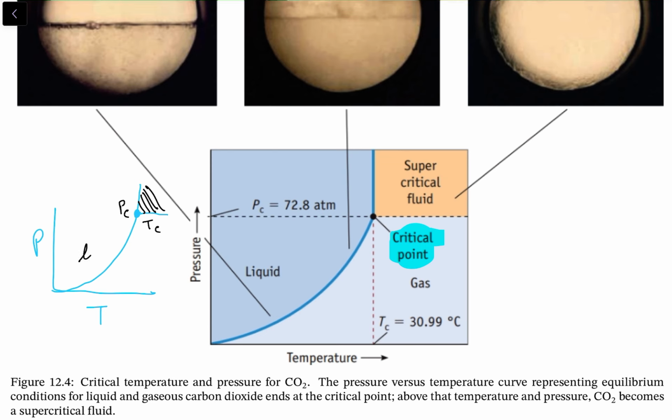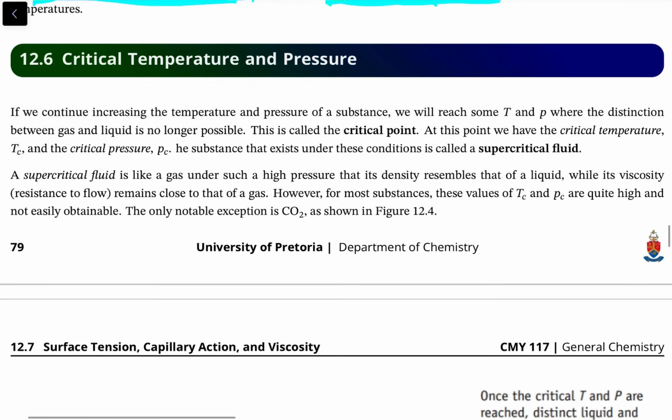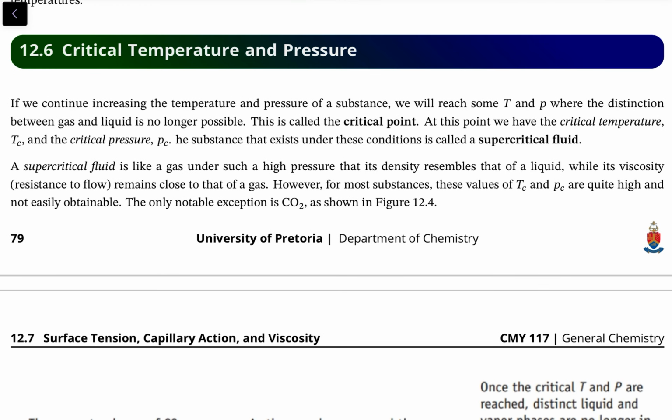So you have your liquid, you have your gas, you have your liquid gas equilibrium. And once you've reached those pressure and temperature points, then some interesting things start to happen. And what is that? We define something called the critical point. That is the temperature and the pressure at which that happens. And under these conditions, you get something called a supercritical fluid.